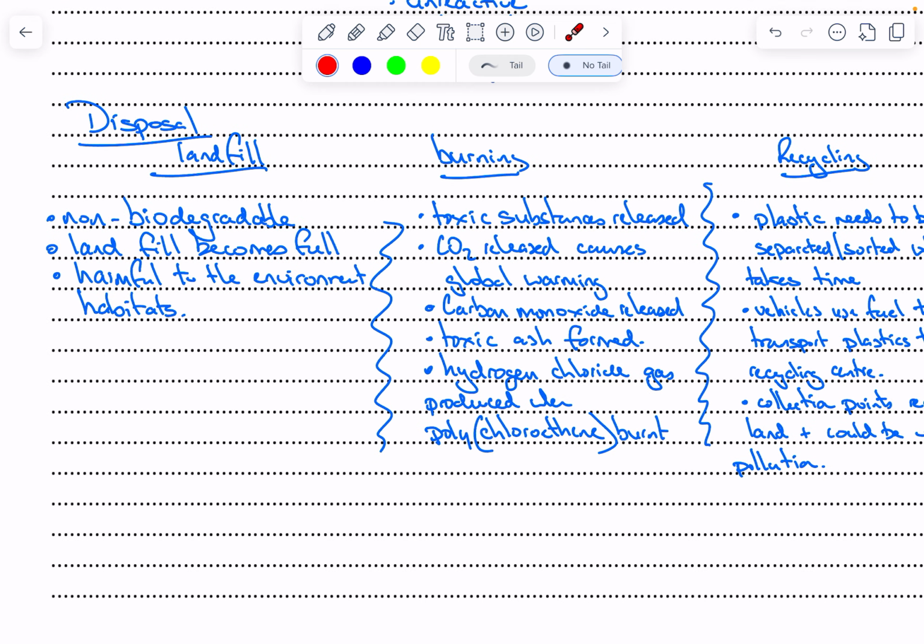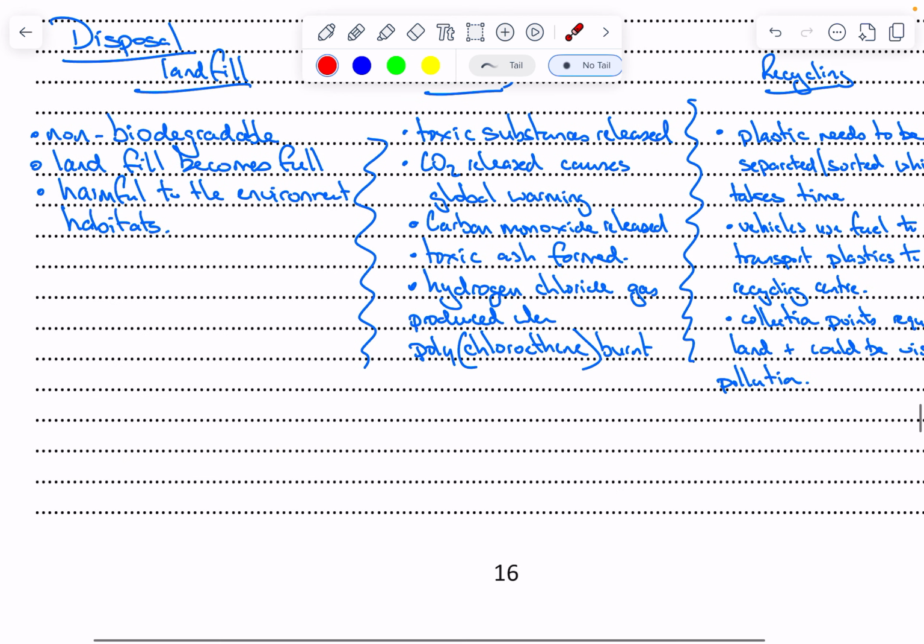Burning, we can burn things, but we often get toxic substances released. We also get carbon dioxide released, which is a cause of global warming. We also get carbon monoxide released. The ash that can be left behind can be toxic due to the chemicals contained in the plastics. And if we burn polychloroethene, then one of the products which is produced is hydrogen chloride. And again, there's a concern of releasing that into the atmosphere.